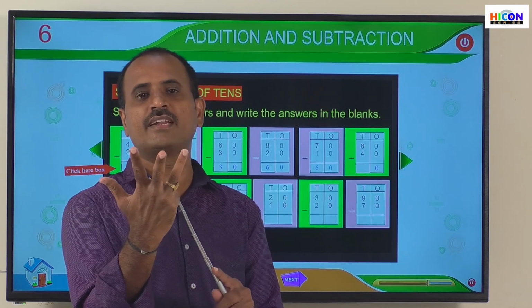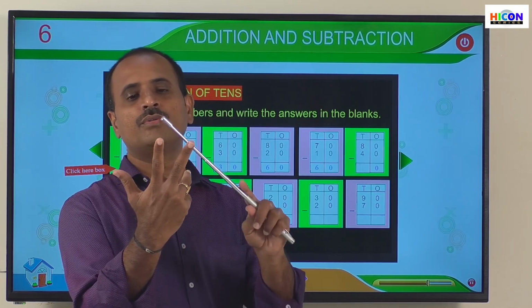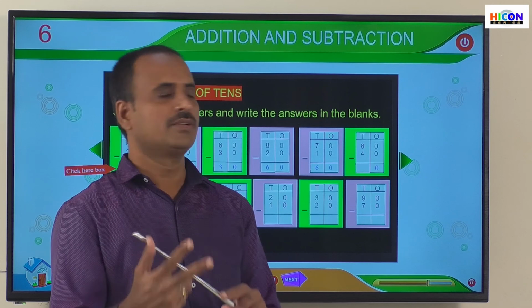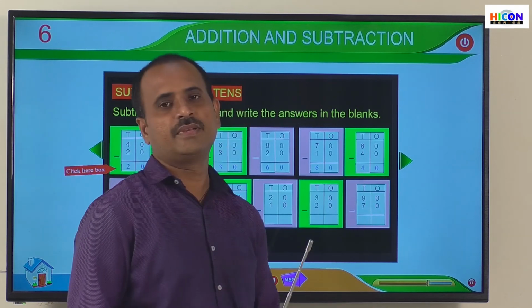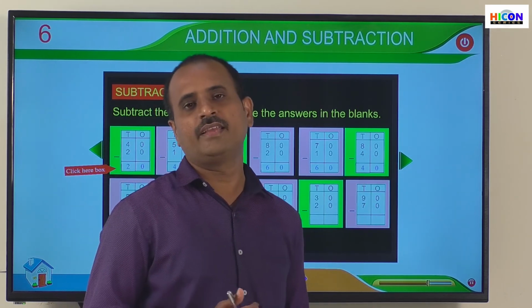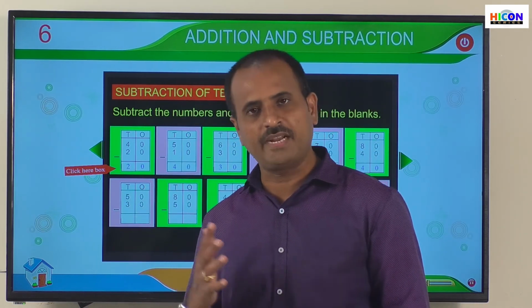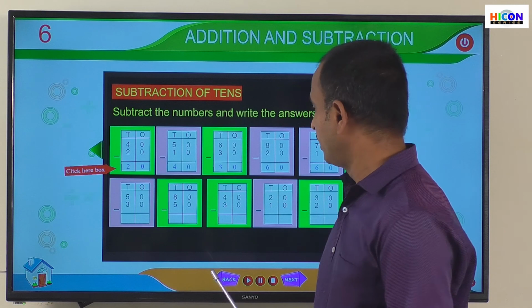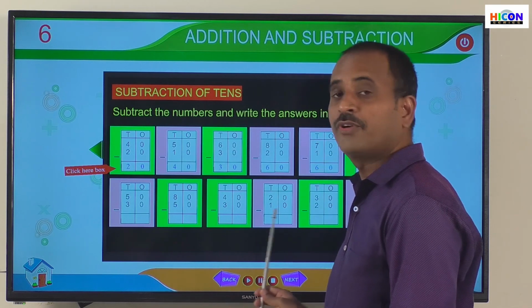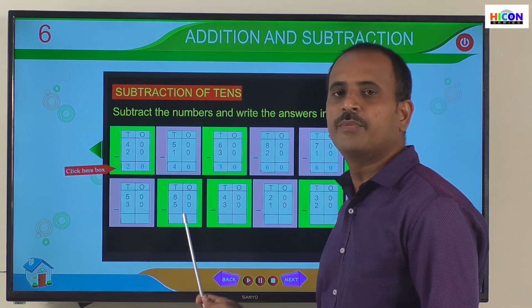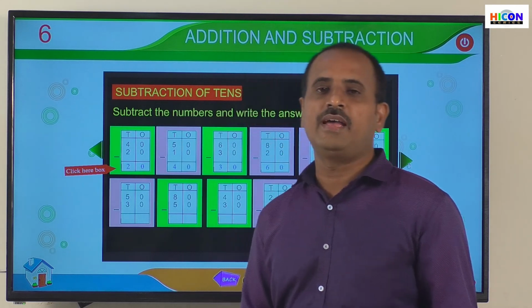Now how many fingers are there remaining? 1, 2, 3 and 4. So write 4 under tens place. So the answer is 40. So children, these are some problems on subtraction of tens, and there are some more problems here for you, and practice these remaining problems at your home as homework.